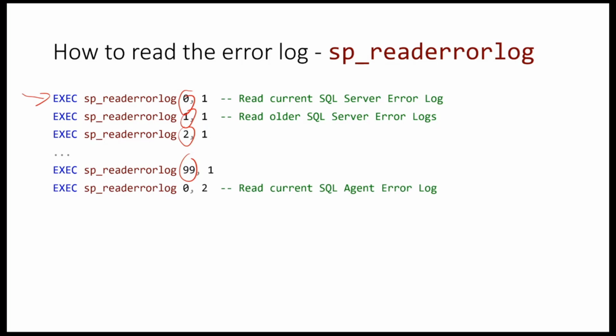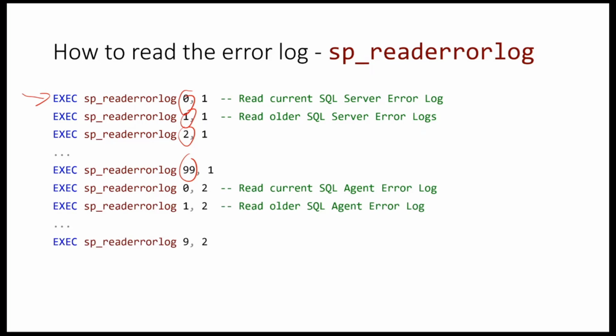Yes. If you want the agent one, you change the 1 into a 2 and you get the same, same thing with the numbers up. The second two parameters, so number 3 and 4, are like filtering patterns. So if you put the word Microsoft in there, you would only get error logs that have the word Microsoft in that line. Every other line is not read in.